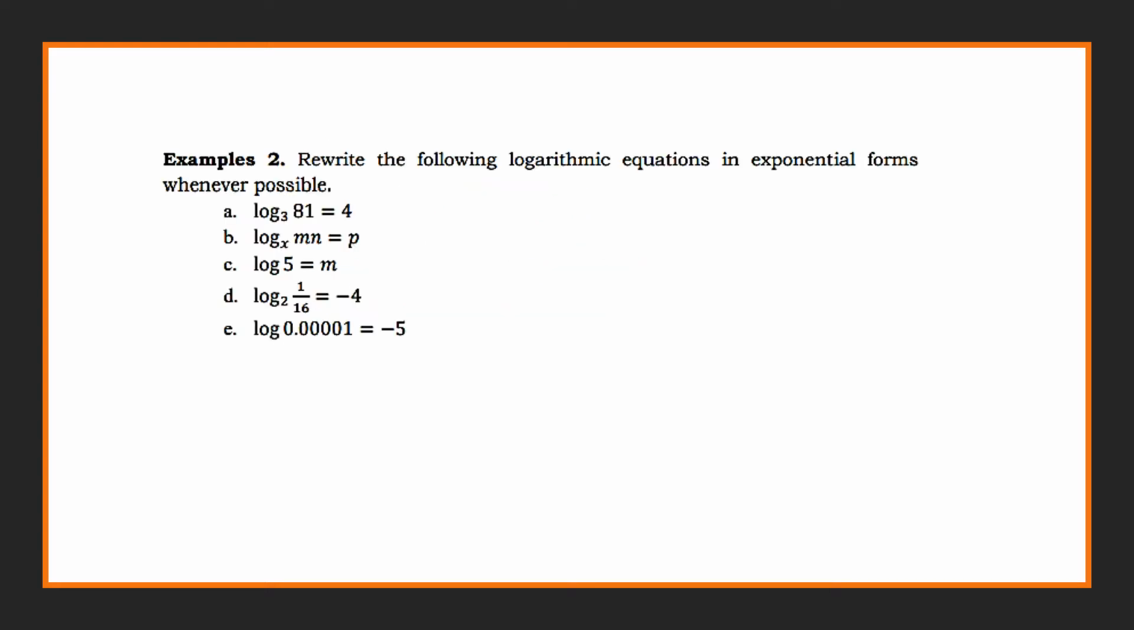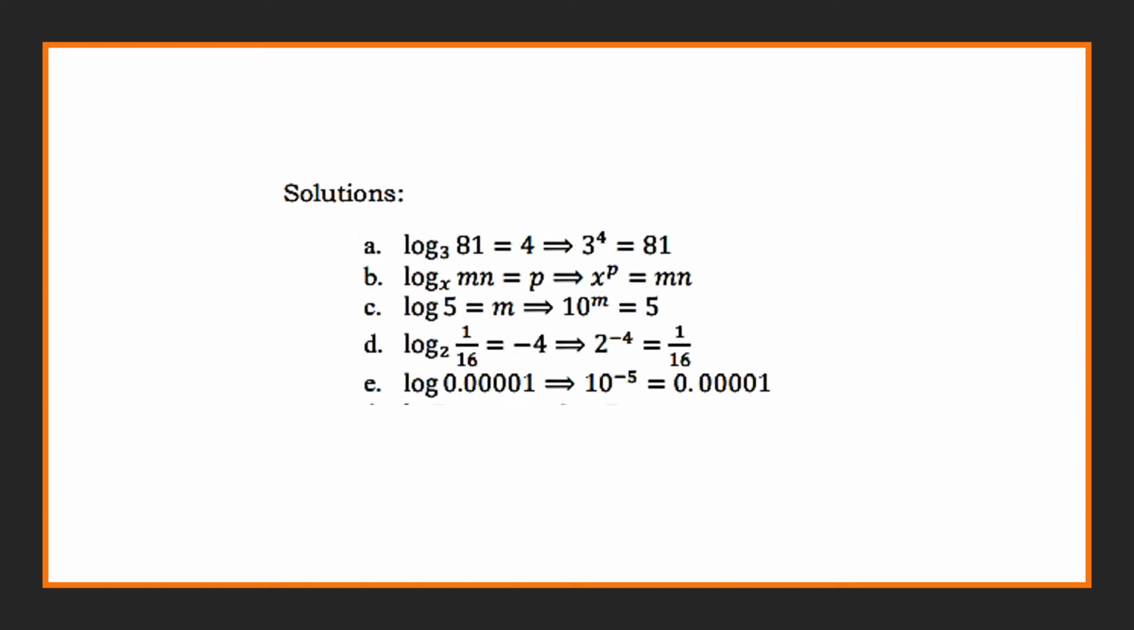So, let's do it the other way. Rewrite the following logarithmic equations in exponential form. If the logarithm is given, you have to rewrite it in exponential form. Logarithm of 81 to the base 3 equals 4. So, 3 is the base raised to 4 equals 81.